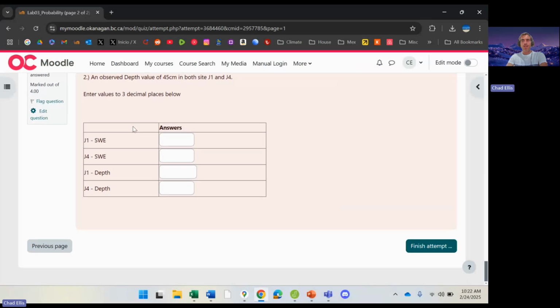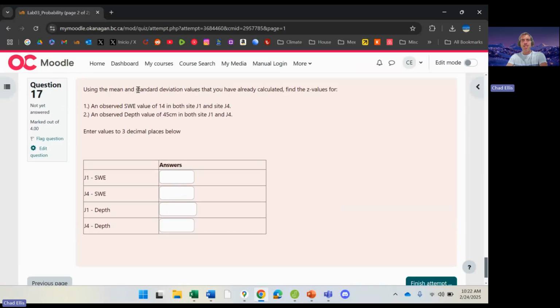So the last question here is you're going to be using the mean and standard deviation values. You're going to be using those to determine these Z values, okay? So remember what the Z values are. You calculate your Z values by taking the X minus the mean divided by the standard deviation.